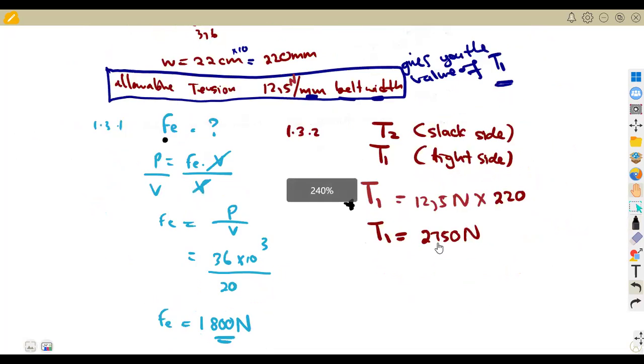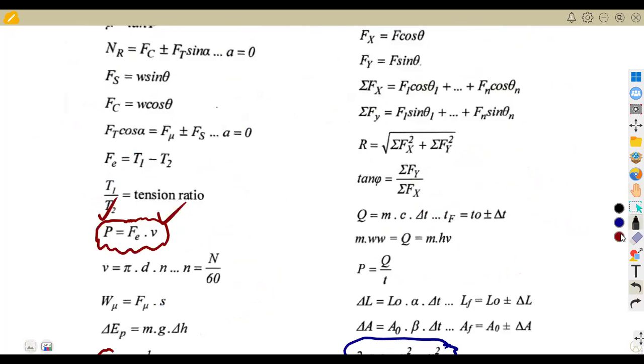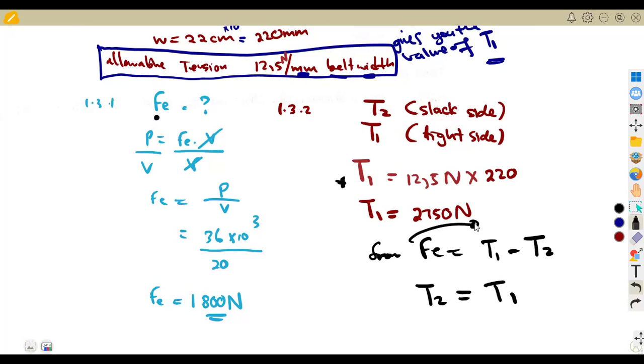All right, now let's get back to the formula sheet again. We have this here. The effective force is equal to T1 minus T2. So we can take advantage of that because we have it. From effective force equal to T1 minus T2, it follows that in order for us to have T2, we're going to transpose T2, which is the slack side. This side becomes positive. It gives us T1 minus the effective force.